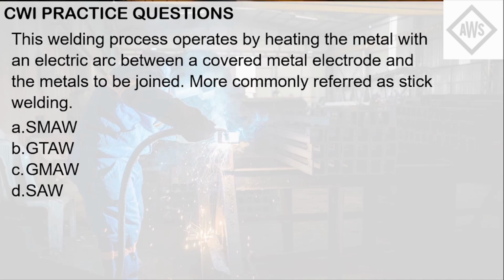So for the choices, GTAW is gas tungsten arc welding or TIG welding, so that's not the correct answer. Letter C, GMAW, is gas metal arc welding or MIG welding, which is also not the correct answer. Letter D is SAW or submerged arc welding. It is a fully automatic process. So the answer here is stick welding is known as SMAW.